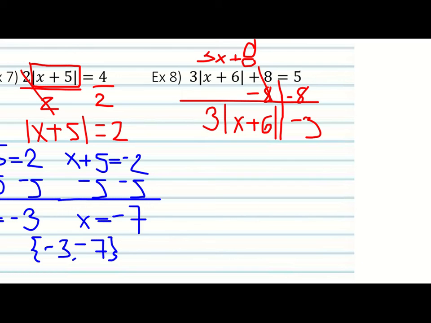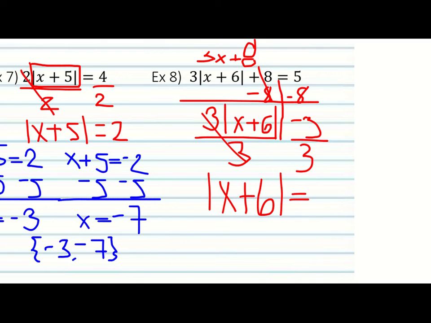So once I get that part gone, then I still have to get rid of the 3. So again, we're not going to distribute it inside the absolute value because the absolute value bars are protecting it. So since it's being multiplied, I'm going to divide both sides by 3. When I divide by 3, I'm going to be left with the absolute value of x plus 6. And negative 3 divided by 3 is negative 1. So I have the absolute value of x plus 6 equals negative 1.